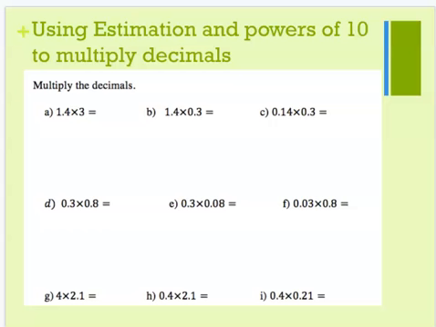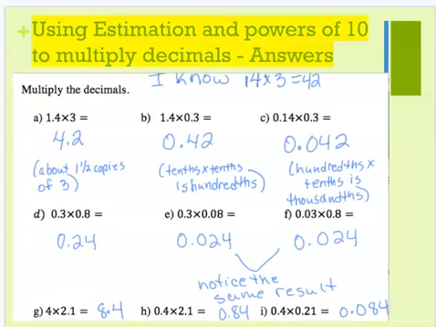You can use that same thinking and your powers of 10 to multiply decimals. Try it on these problems and then look at the next slide. Really think about how you estimate. So I know that 14 times 3 is 42. So I use that information to know that all of my answers that have a 1 and a 4 in one of the factors and a 3 in the second factor will have those digits 4 and 2. The only thing that's going to change is the place value. So I have some explanations there.